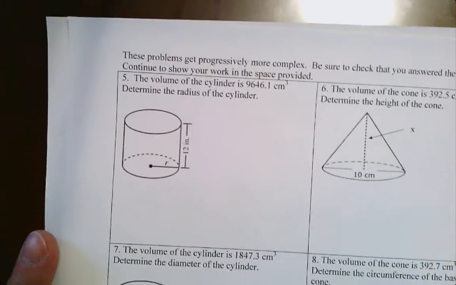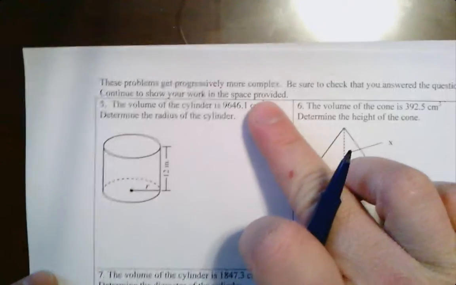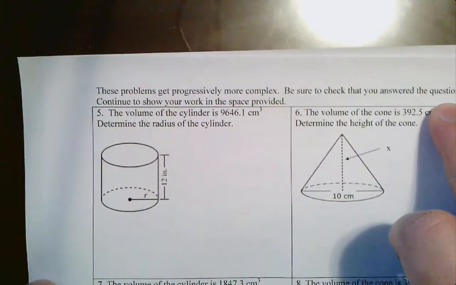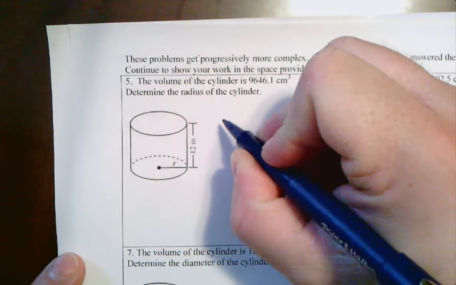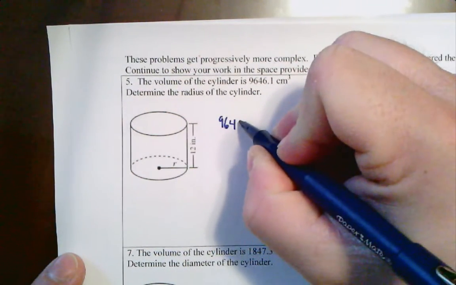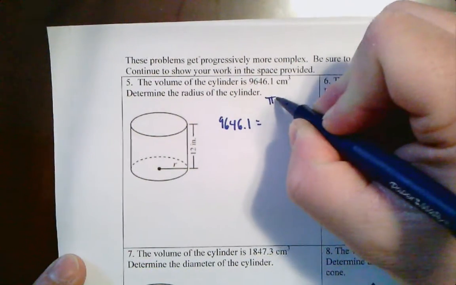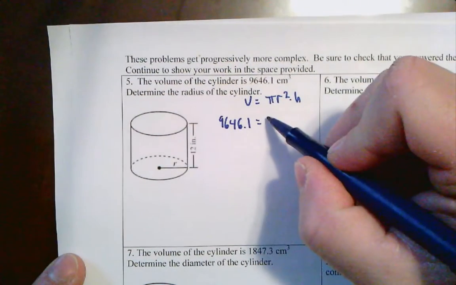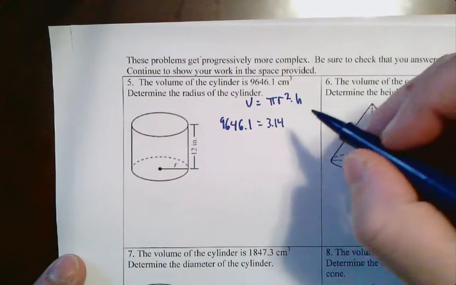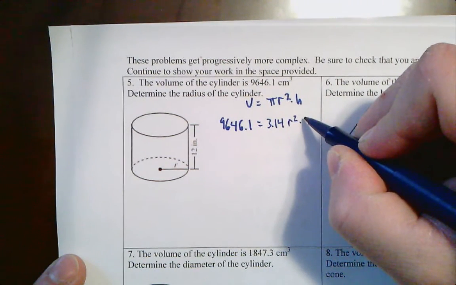So if you go to number 5 here, let's do 2 more examples here. Okay, it says these problems get more complex. Be sure to check your answer. Okay, so here goes. So let's plug in what we know. The volume for this one is 9646.1. And then we know the formula here is pi r squared times height for this cylinder. So we're going to write 3.14. We do not know what the radius is, but we do know that height is 12.